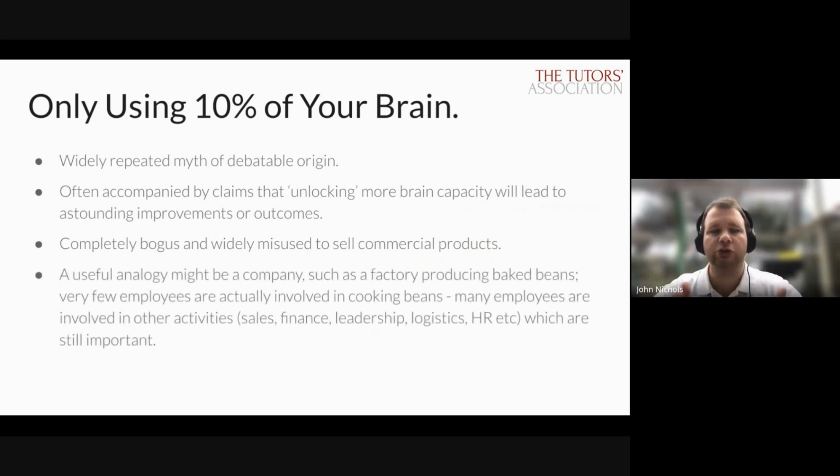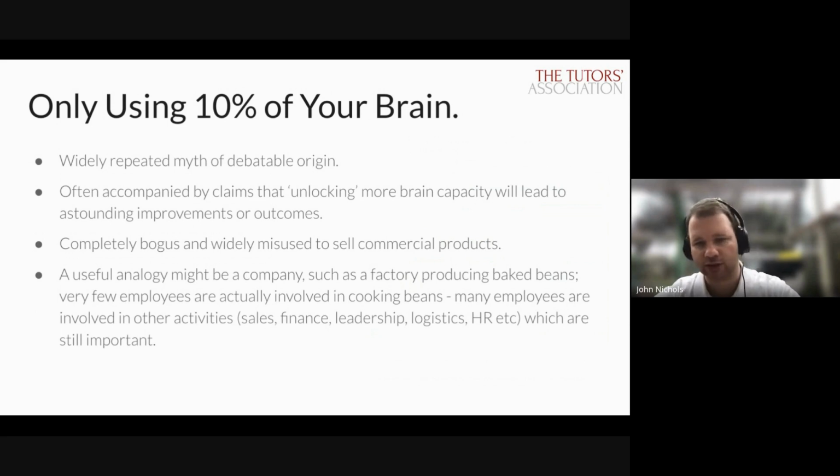Now, a much more useful analogy with regard to a brain is probably a bit more like a company. So a company employs lots and lots of different people. And if we imagine a company that makes baked beans, for example, actually a very small number of people in the company actually stand there in the factory making baked beans. Most people in the company do something else.